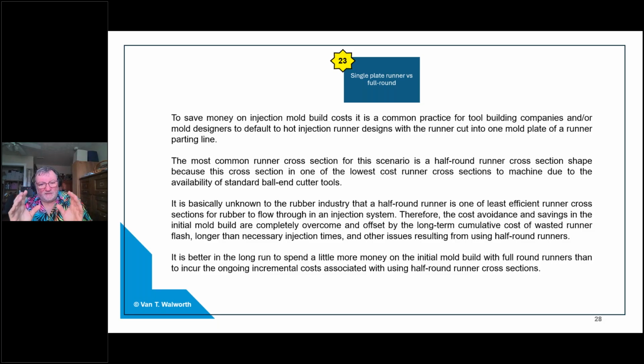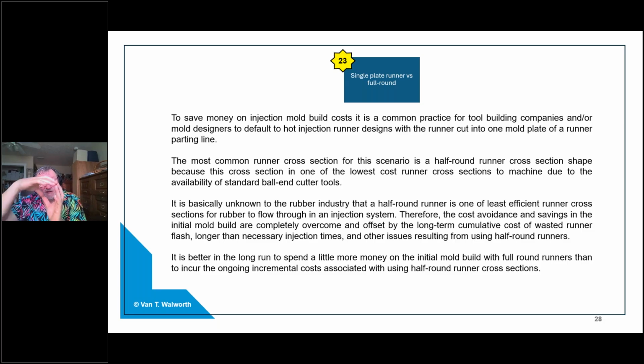Every other shape is worse. And so as I have rubber flowing through something round, I have the most volume of rubber flowing through that round shape in contact with the least amount of perimeter of hot mold that's trying to cure it and scorch it and hinder its ability to flow. That's why a round runner is actually better.